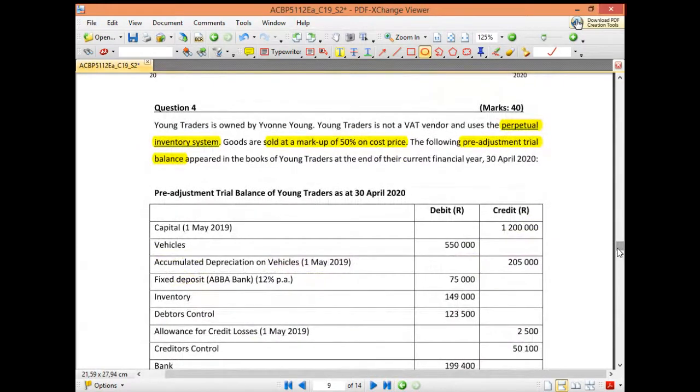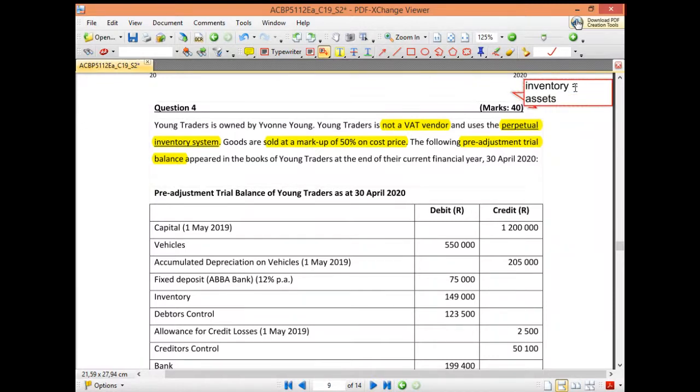So they tell you Young Traders is owned by Yvonne Young. It's not a VAT vendor and uses the perpetual inventory system. Since it's not a VAT vendor, you do not have to remove VAT, and the amounts would be inclusive of VAT in the scenario. If we use the perpetual inventory system, we apply our inventory as assets.